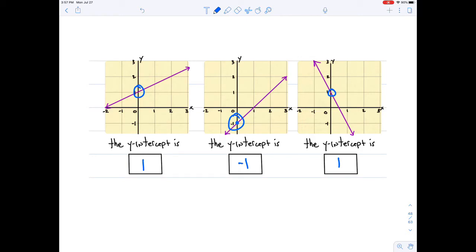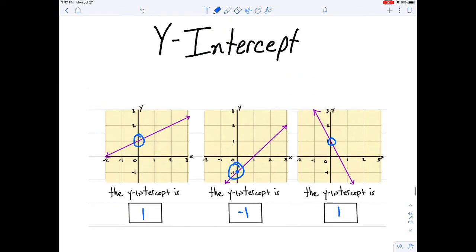Now, a more mathy way to describe this would be the Y-intercept is the Y value when x equals 0. So if you were to look at a table of values, for example, all you would have to do is look at where does x equal 0, and then its y value, that's the Y-intercept. That's really, really easy when working with tables of values.